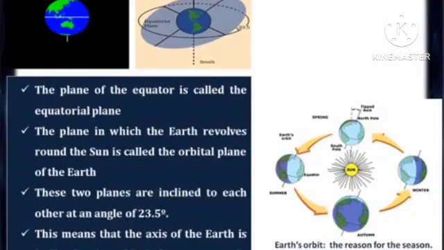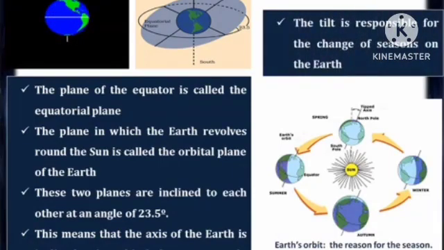Now, the axis of rotation of the Earth is not perpendicular to the plane of its orbit. We have already studied the equator, and the plane of the equator is called the equatorial plane, and the plane in which the Earth revolves around the Sun is called the orbital plane. Now, these two planes are inclined to each other at an angle of 23.5 degrees. This means that the axis of Earth is inclined to its orbital plane at an angle of 66.5 degrees.